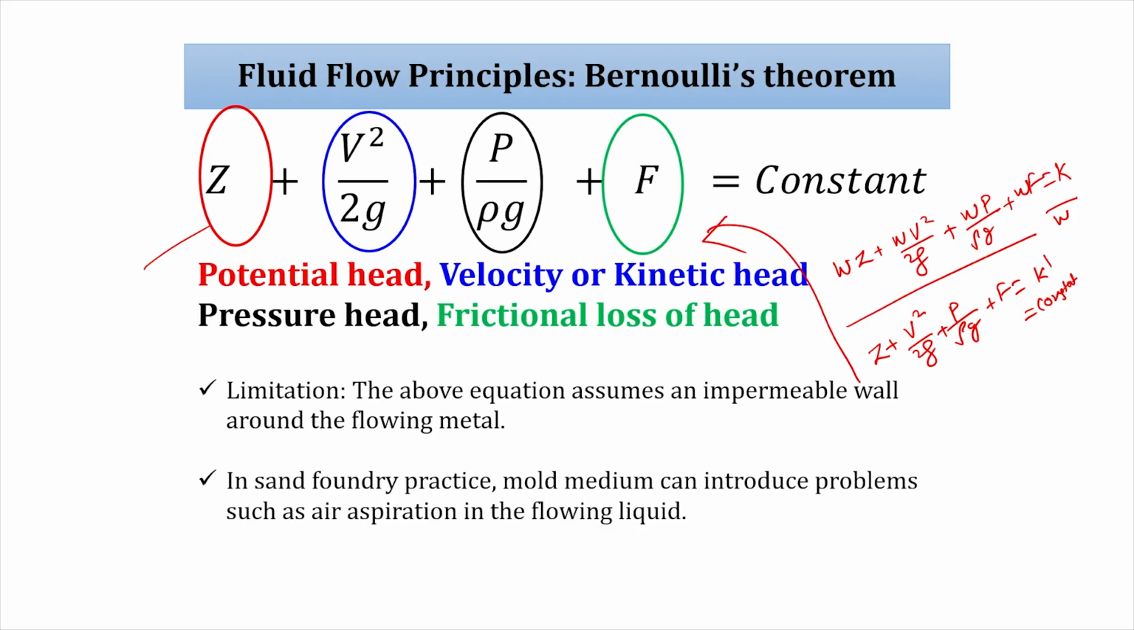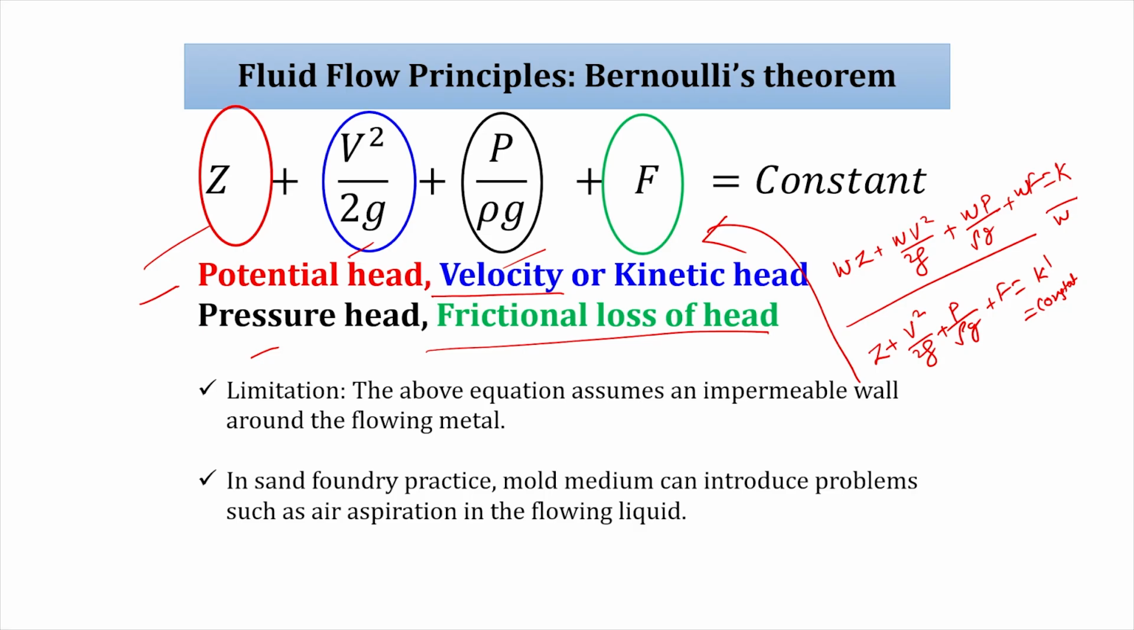So, what is Z? Z represents potential head, potential energy head. V square by 2g is kinetic energy head or velocity head. P by rho g is pressure head, pressure energy head. F is frictional loss of head, frictional energy head loss.